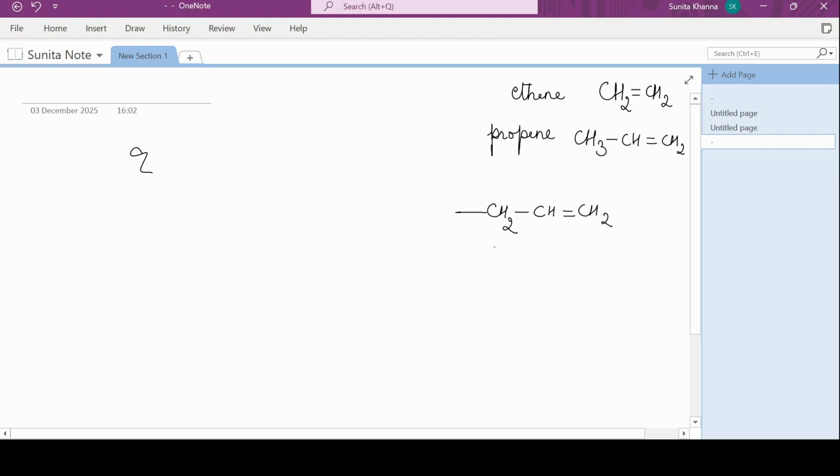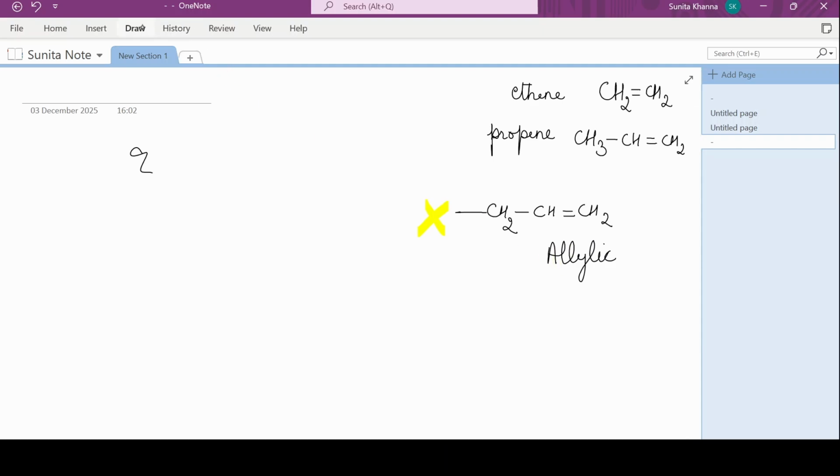This is the allylic group. Remember, children, allylic group. So how can we simply remember this? Propene with one hydrogen less from the carbon atom which is attached to the doubly bonded carbon atom is the allylic group. And if the halogen is attached to this carbon atom, it becomes allylic halide.